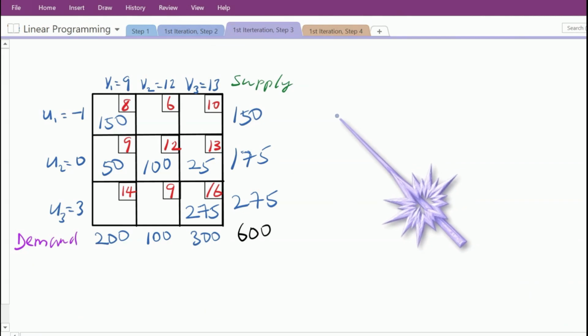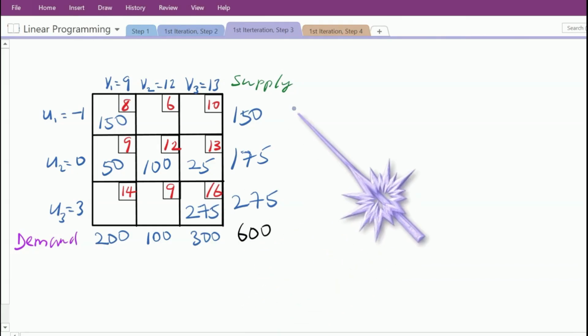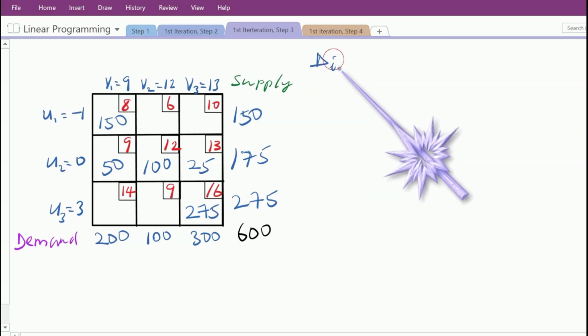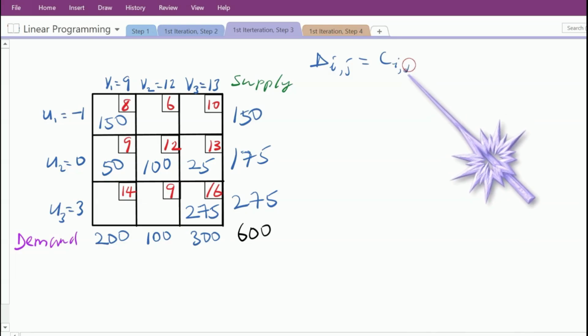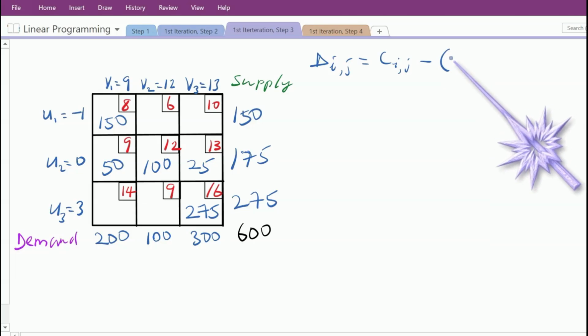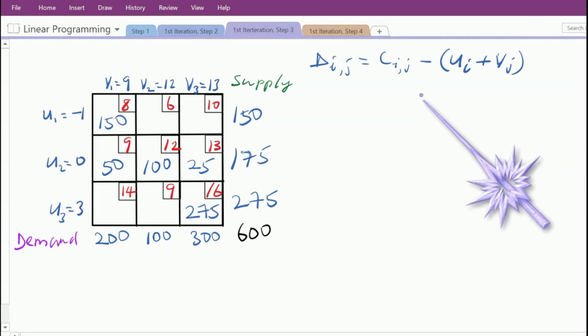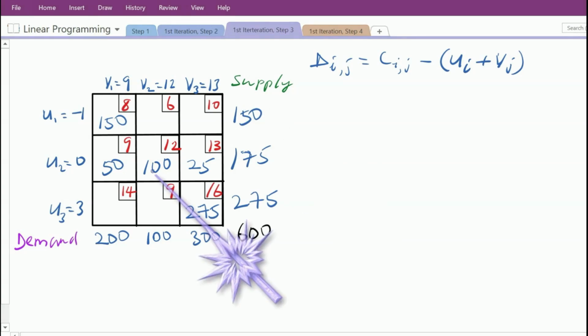We now calculate the delta ij for each of the unoccupied cells. So we have delta ij is equal to Cij minus bracket open Ui plus Vj. This is the formula we're going to use, and we'll be applying it on the unallocated cells. Let's mark them out.